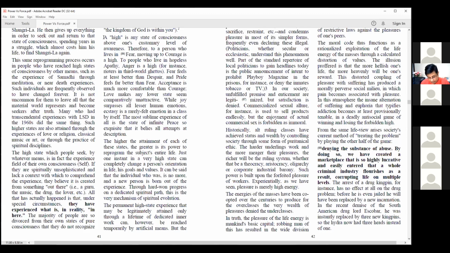A high is any state of consciousness above one's customary level of awareness. Therefore, to a person who lives in fear, moving up to courage is a high. To people who live in hopeless apathy, anger is a high. For instance, rioters in third world ghettos. Fear feels at least better than despair, and pride feels far better than fear. Acceptance is much more comfortable than courage. Love makes any lower state seem comparatively unattractive, while joy surpasses all lesser human emotions. Ecstasy is a rarely felt emotion in a class by itself. The most sublime experience of all is the state of infinite peace, so exquisite that it belies all attempts at description. So again, any higher state is a better state.